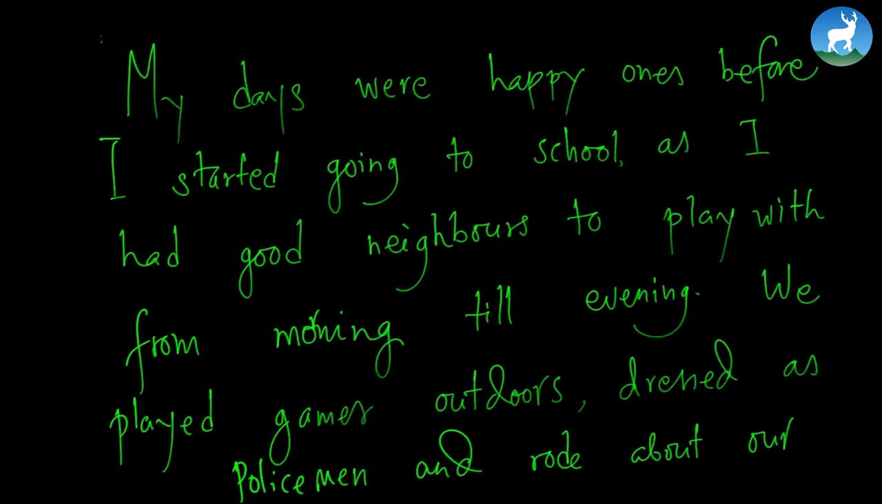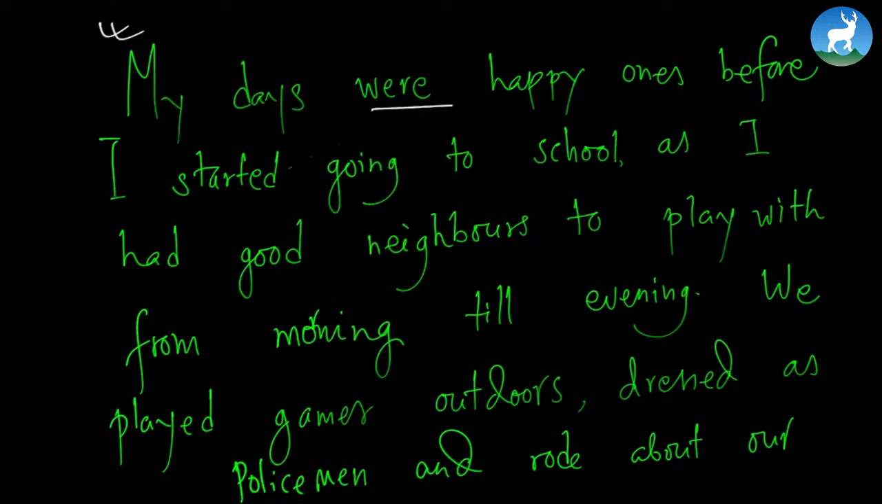Alright, the first paragraph talked about one incident when I was hurt as I toppled down the stairs and I cried and cried till I got ice cream and chocolates. That was the first paragraph. Now, in the second paragraph, this paragraph particularly talks about what I did as a child. That means I played outdoors, dressed as policemen, rode bicycles. That's what we did, as friends. So let's study this one.